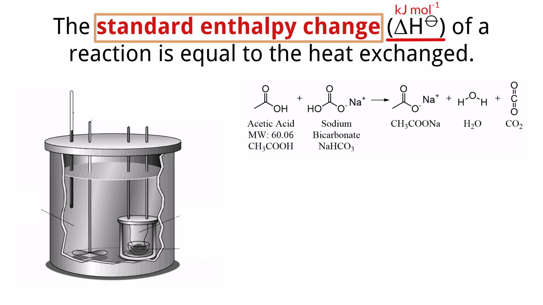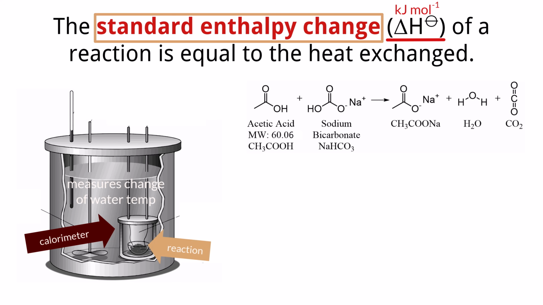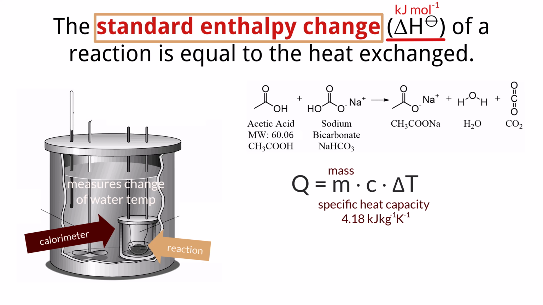This is often done using a calorimeter, which measures the initial and final temperatures of the water that a reaction is conducted in. From the changing temperature, you can calculate the heat Q absorbed or released using the formula Q equals M times C times delta T, where M is the mass of the water, C is the specific heat capacity of the water, 4.18 kilojoules per kilogram per Kelvin, and delta T is the change in temperature.